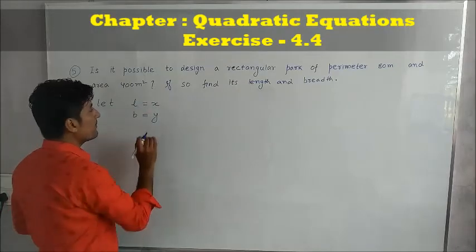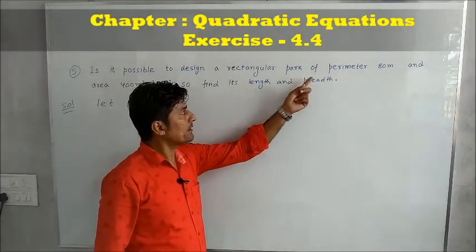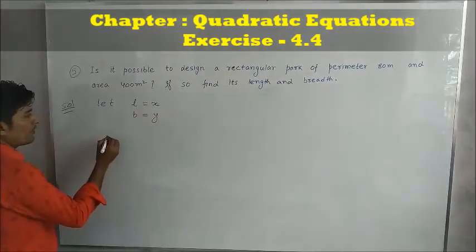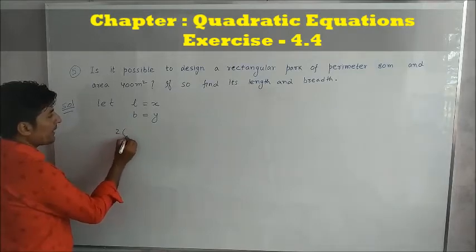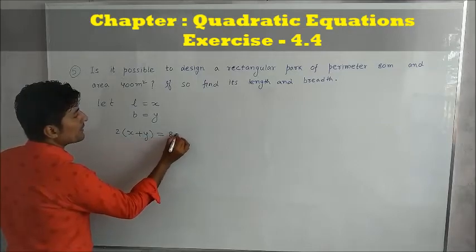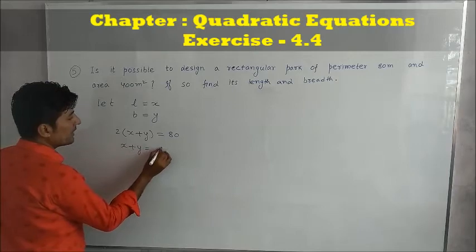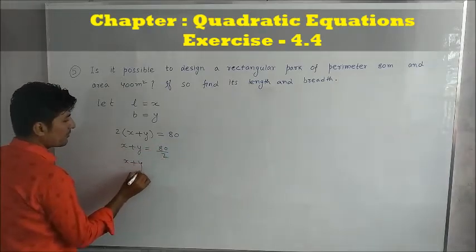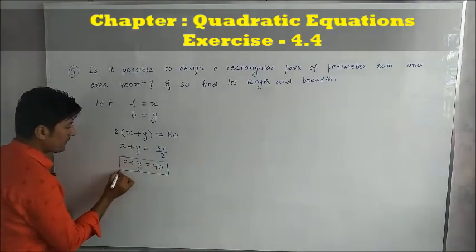After assuming the length and breadth of the park, first of all we will form the first equation by taking this line: the perimeter of the park is 80 meters. So according to the question, we can write the perimeter of the park as 2 times (length plus breadth) equals 80 meters. So x plus y will be equal to 80 divided by 2, so x plus y equals 40. This can be our very first equation.